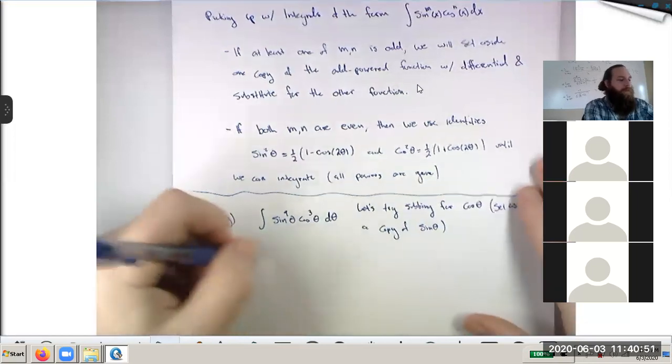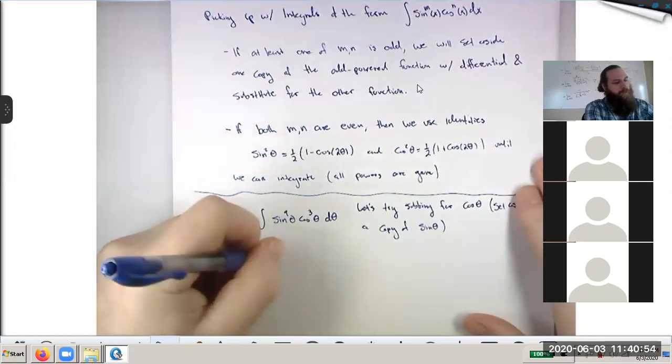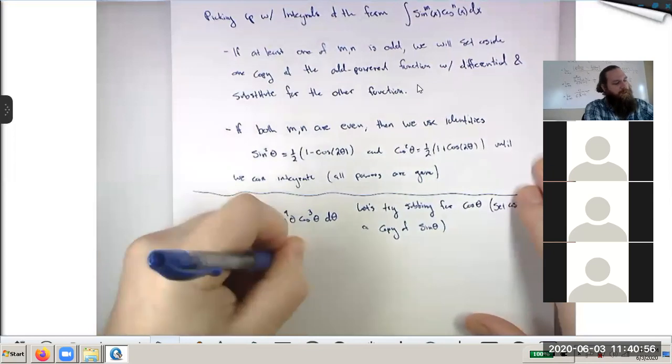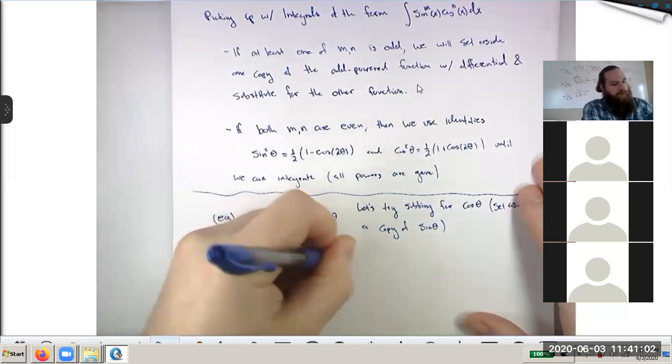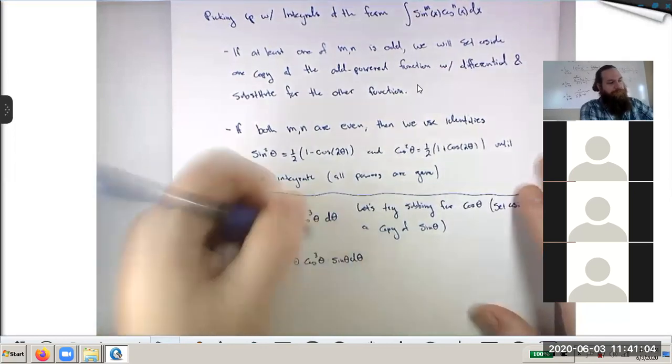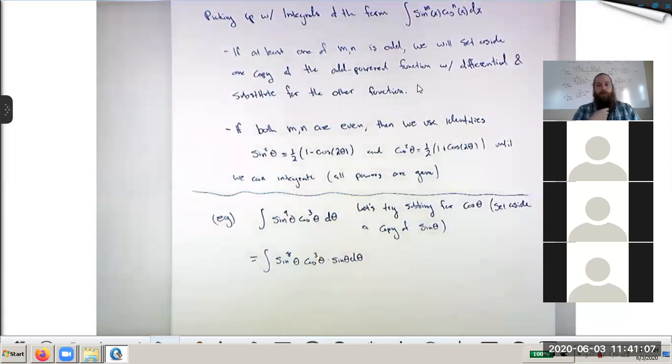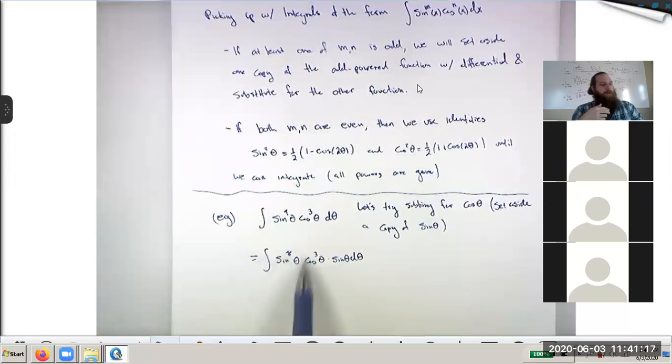If I set aside one copy of sine theta, then what's left here is sine to the 8 theta cos cubed theta, and then sine theta d theta. I could substitute z equals cos theta, then dz would be negative sine theta d theta, so I'll have a negative come out. But before I'm able to make that work, I need to rewrite sine to the 8 in terms of cosine, which is not going to be easy. It is possible, but it's not super easy here.